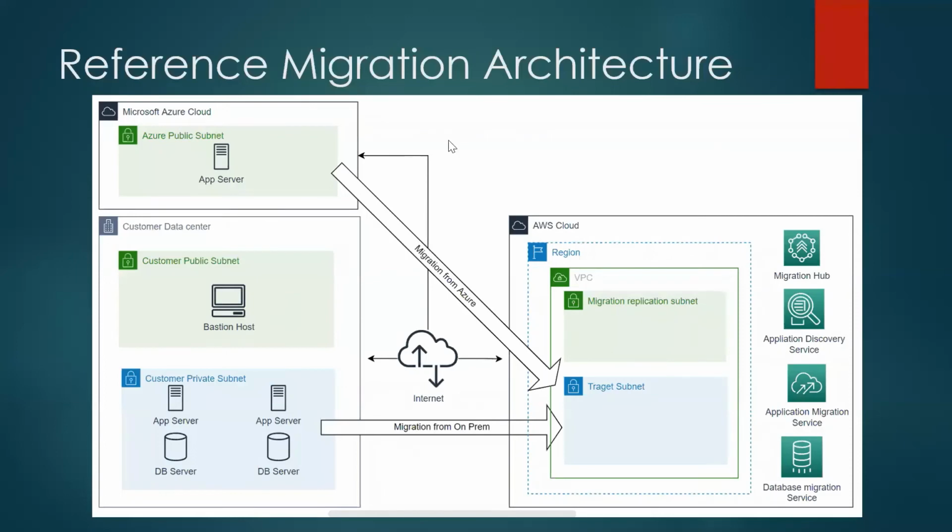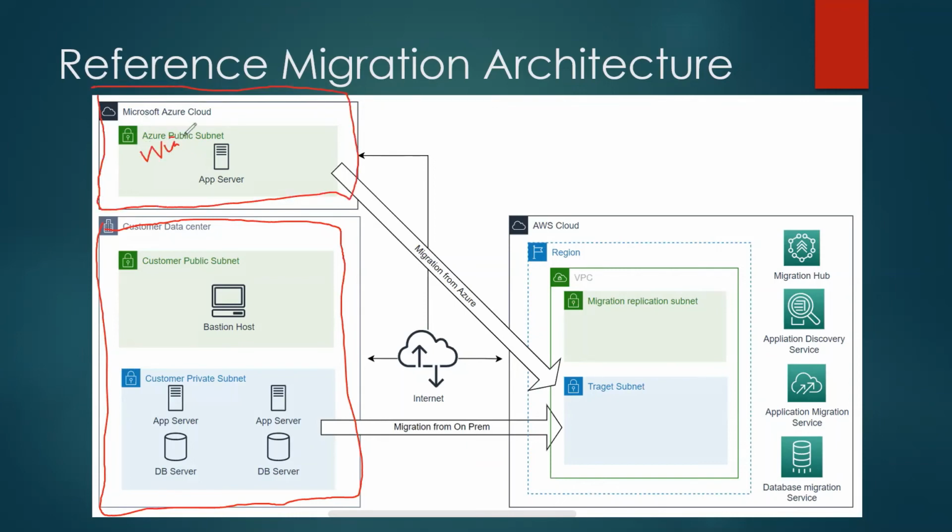So this is our reference migration architecture. Here I just want to clarify diagrammatically. In the first part, we migrated from on-premises, and the customer was also having some servers on Azure that need to be migrated to AWS. So in this case, I migrated this Windows web server as I described before, created a server over here using Application Migration Service, discovered the data using Application Discovery Service, and analyzed the data using Migration Hub.